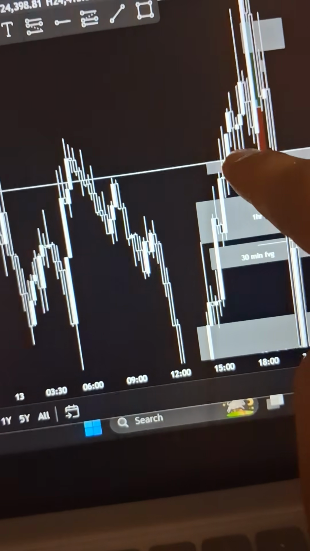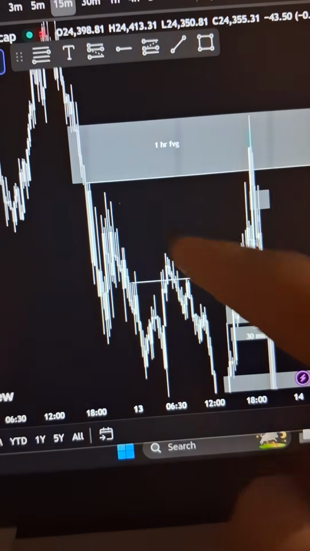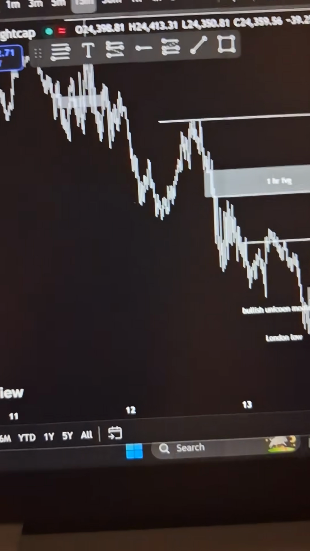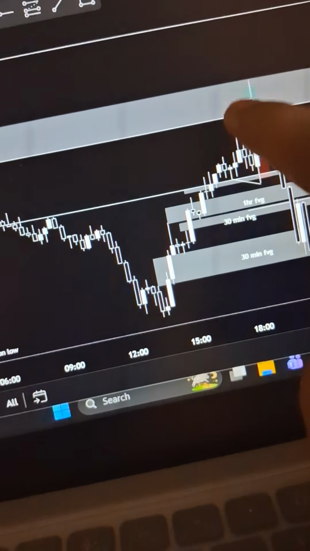Another, at this point there is a 1-hour CRT, so I added one quantity here, one quantity at this point, and then price started moving to the upper side, and I was confident that the next draw on liquidity is this liquidity and this 1-hour fair value gap. And as you can see, I'm actually expecting price can move higher, but I know price is rejecting from that, so I applied risk management here and booked almost all of my quantity here.